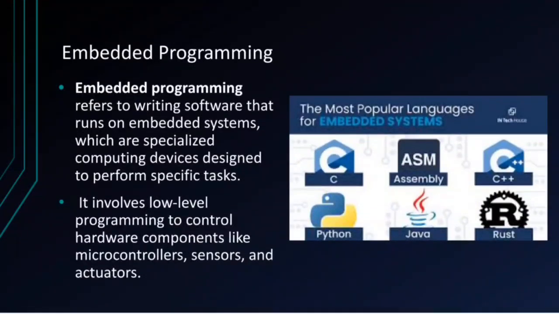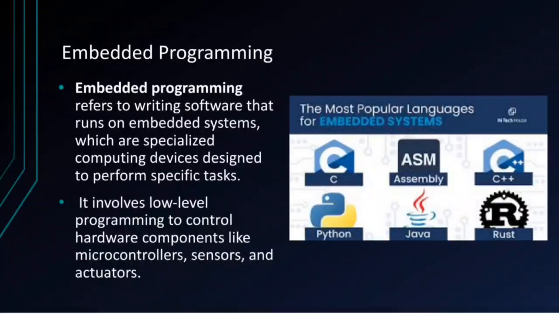Embedded programming is the crucial thing in an embedded system. Embedded programming refers to writing software that runs on an embedded system, which are specialized computing devices designed to perform a specific task. We have a task, and that will be done by what we give to the embedded system through the code. It involves low-level programming to control hardware components like microcontrollers, sensors, and actuators.